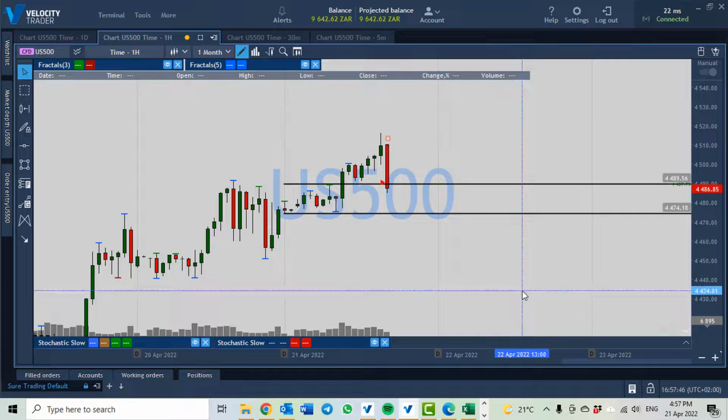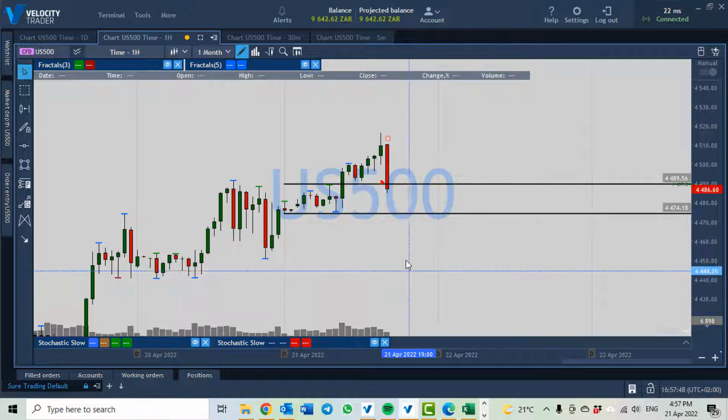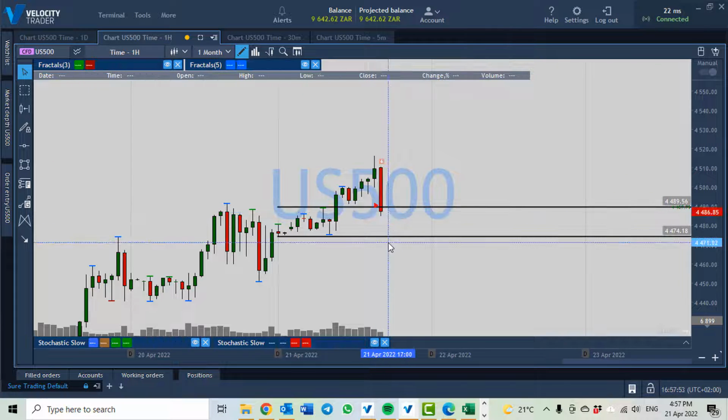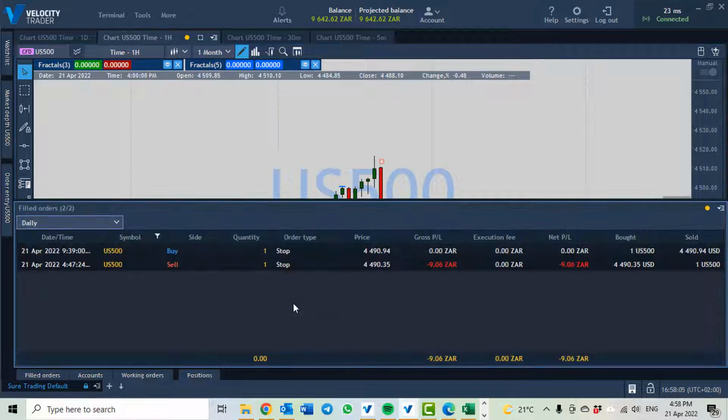Okay, it's now just before 4:57, and as you can see, unfortunately we got stopped out. Luckily we put our stop loss at break even, so we only lost 9 Rand and 6 cents in that trade.